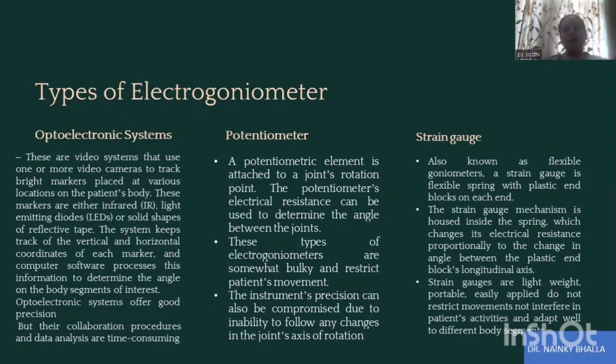Now the potentiometer was the earlier method which we used. Basically electrical resistance was measured in voltage, and then the joint angles were measured. Then there is the strain gauge method, which is called a flexible goniometer, a variable goniometer. In a variable goniometer a strain gauge is used. It has a flexible spring basically, and plastic blocks attached to it at the ends. Its electrical resistance changes, and that is directly proportional to the change in the angle along the longitudinal axis.